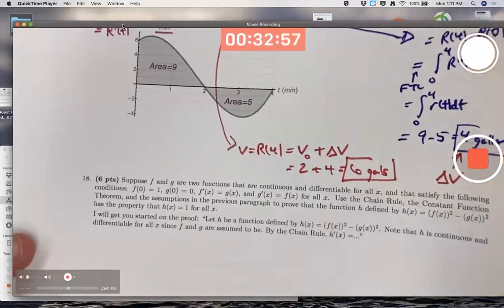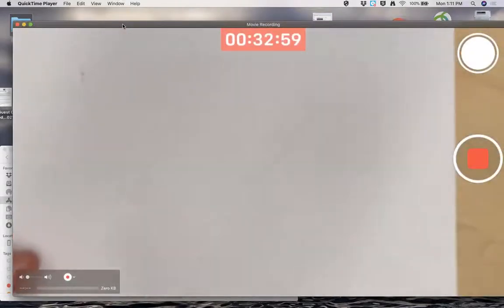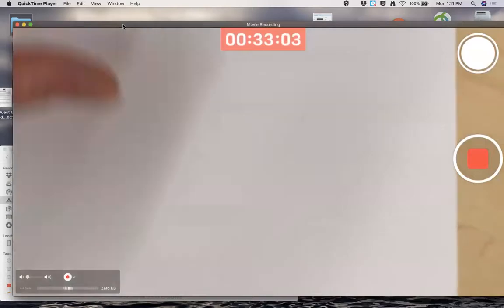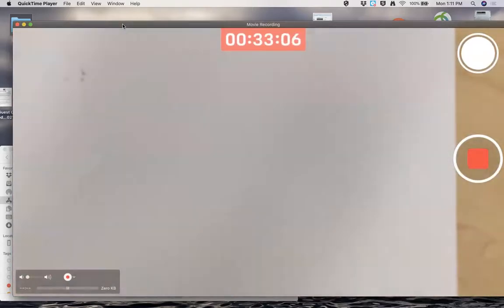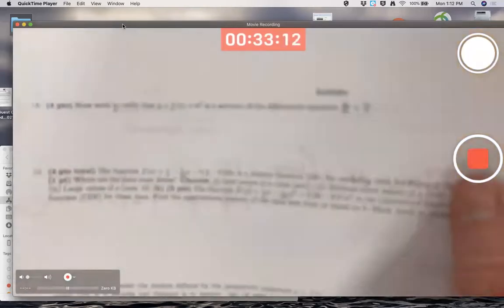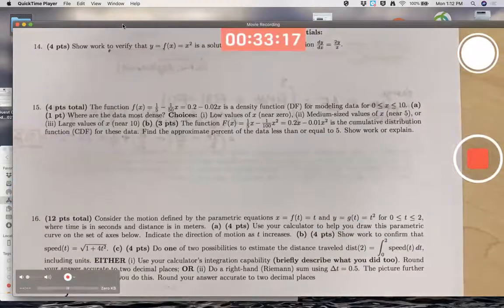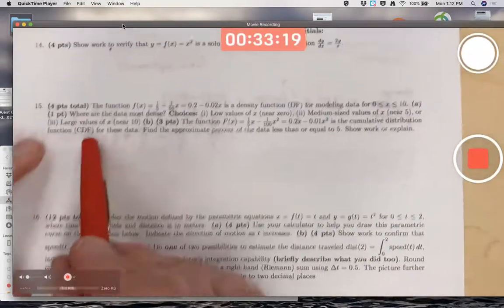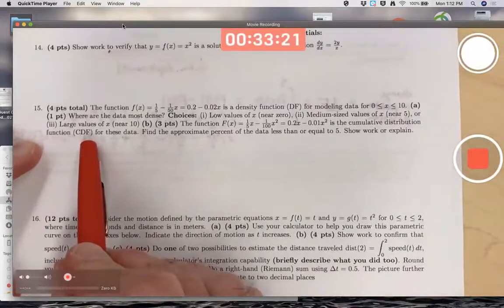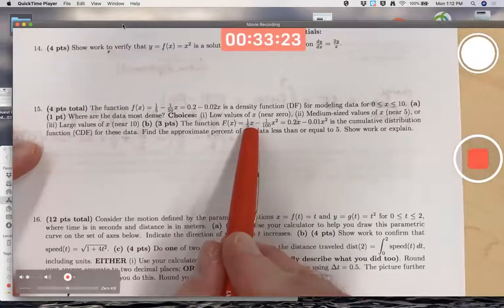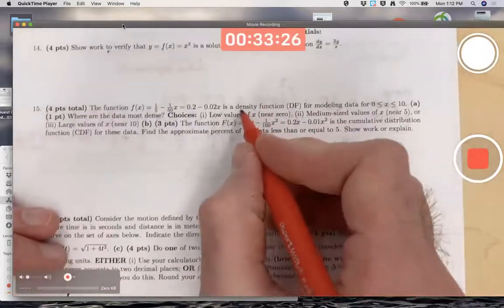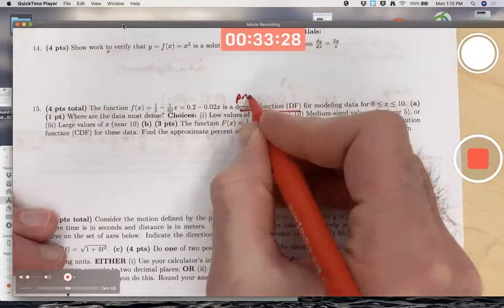18 you can skip. I guess that's it as far as, no, there is one more problem about integrals, excuse me. Actually, a couple more problems about integrals. I missed them here. Number 15 is about integrals. And in fact, what we talked about last Friday, density functions or probability density functions.